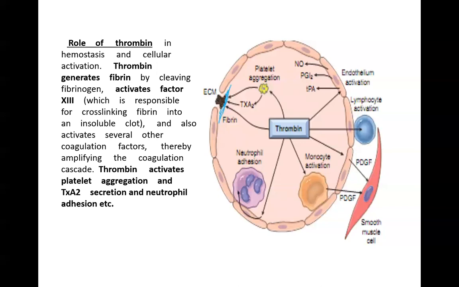Thrombin has a central role in coagulation. And thrombin causes a number of things. Number one, it generates fibrin by cleaving fibrinogen. It also activates factor 13. It also activates platelet aggregation and thromboxane A2 secretion. So thrombin has a central role. It is required for primary hemostasis. It is required in secondary hemostasis. And therefore, it carries a central role.